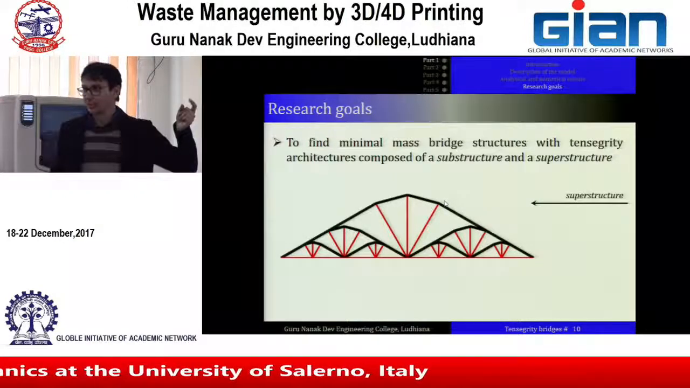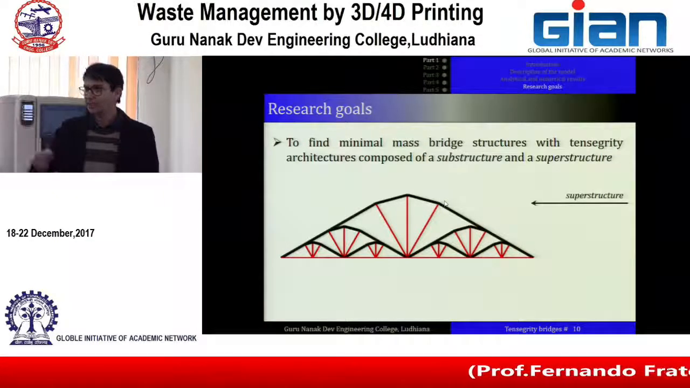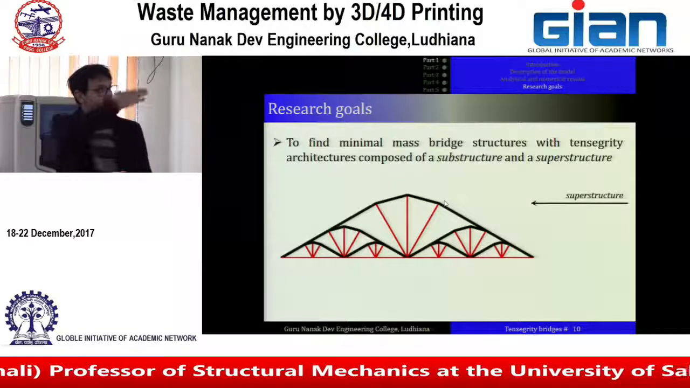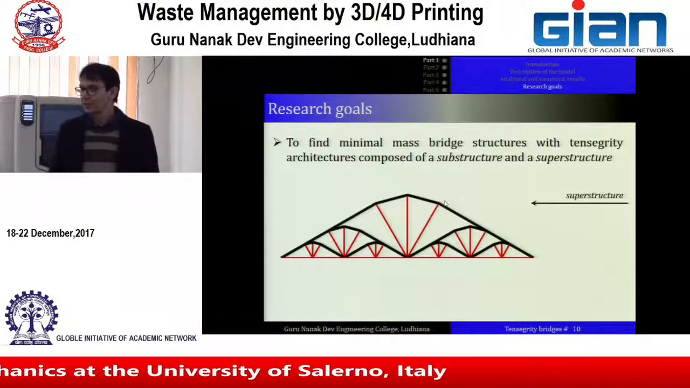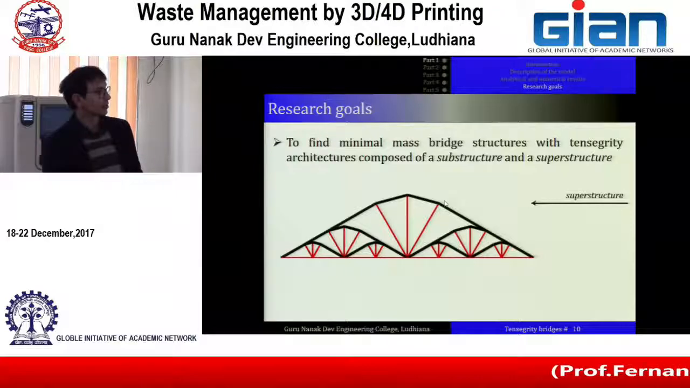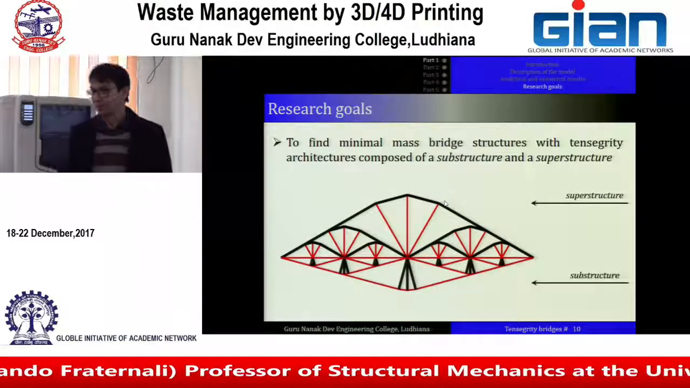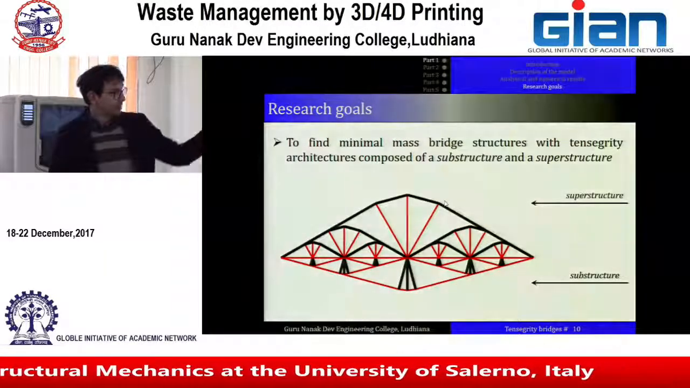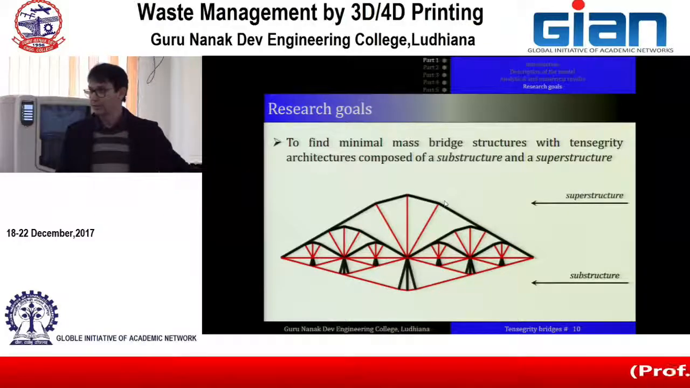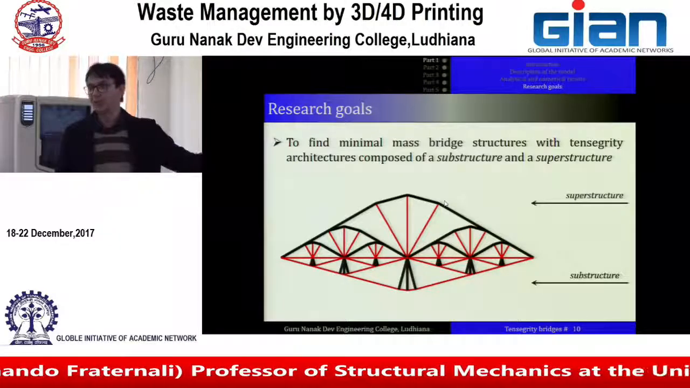If we have a superstructure bridge with tensegrity architecture, we will have some arches that carry compressive loads, which will be the rigid members, maybe thick members, and we will have some rays which carry tensile forces. And this is a kind of superstructure bridge with tensegrity architecture. But we can have also a substructure bridge. In a substructure bridge, the roles of compressed and tensile members are exchanged. The arches will be tensile members, and the vertical members, or the rays, will be compressive members.